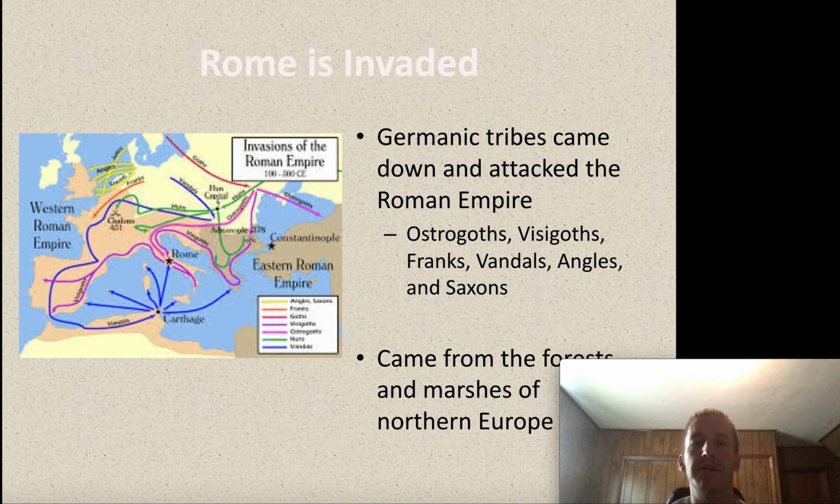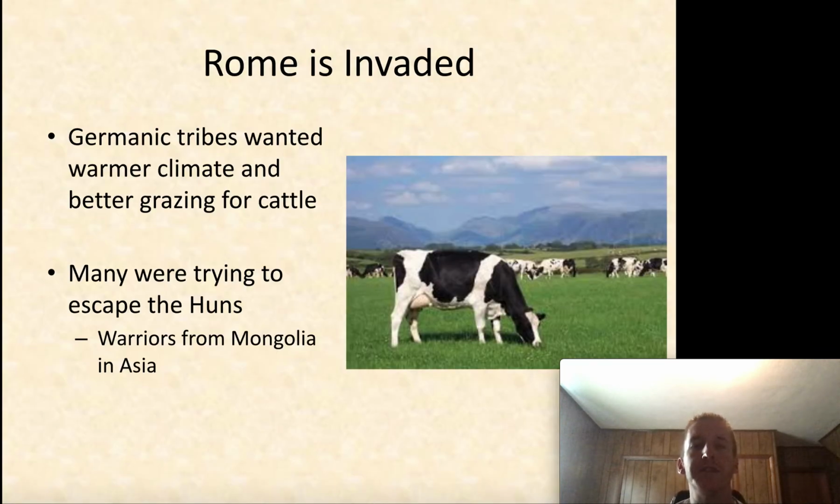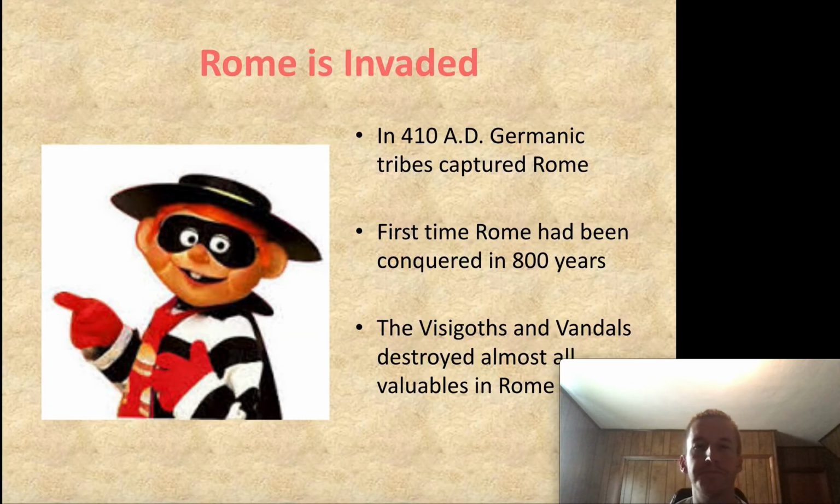Germanic tribes came down and attacked the Roman Empire. Groups like the Ostrogoths, Visigoths, Franks, Vandals, Angles, and Saxons, and we'll talk about them a little bit more in the next chapter, but they're going to come from the forests and the marshes of northern Europe. These Germanic tribes wanted warmer climates and better grazing for their cattle. Many were also trying to escape the Huns, who were sweeping in from Mongolia over in Asia.